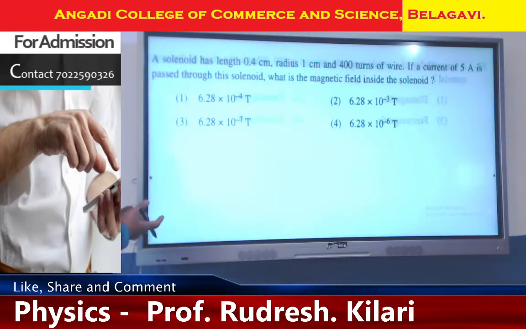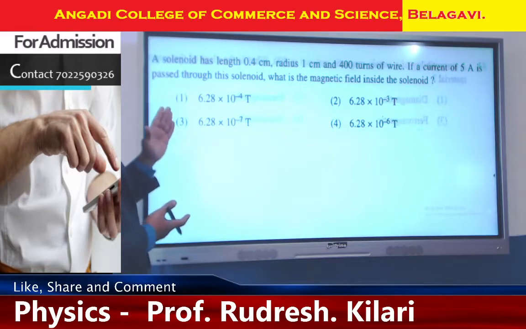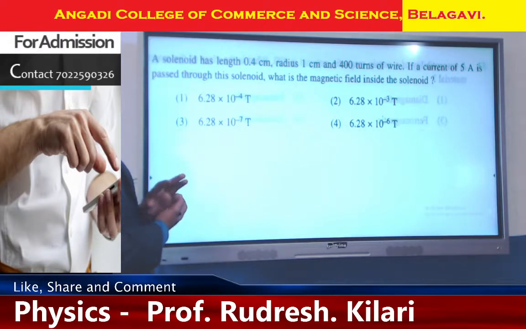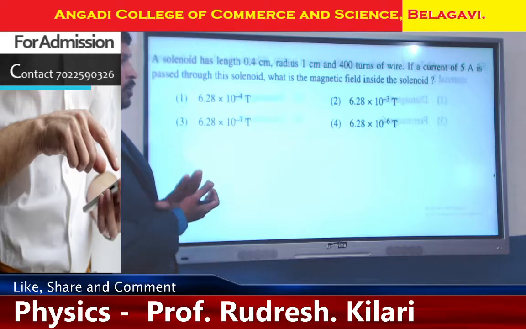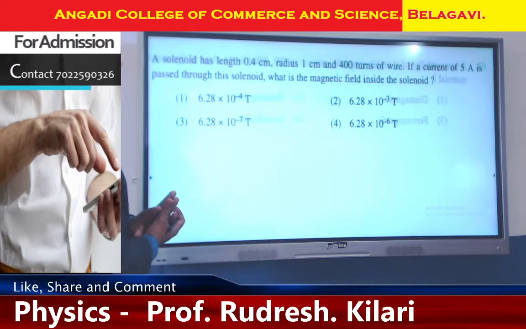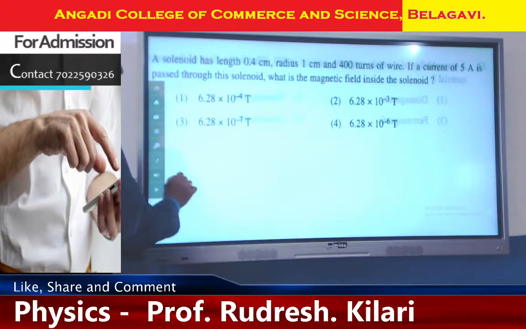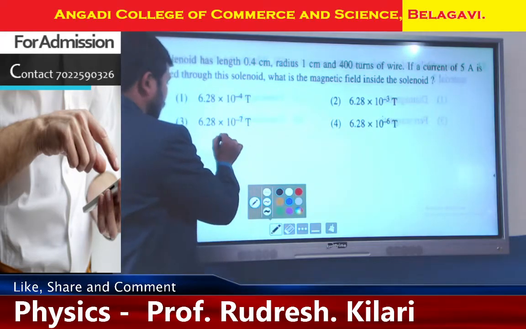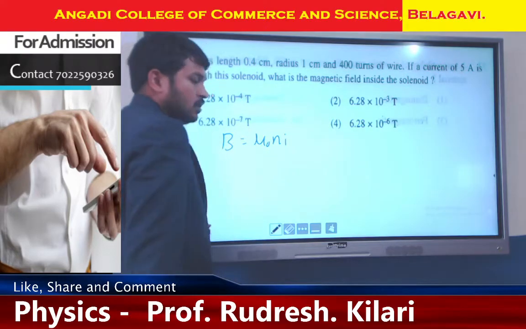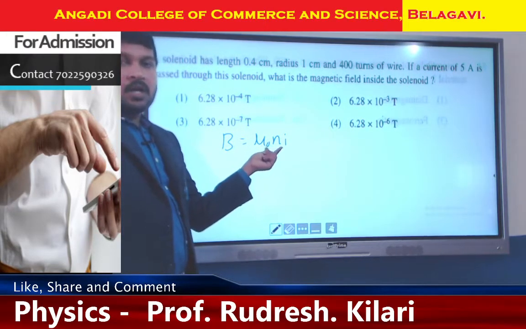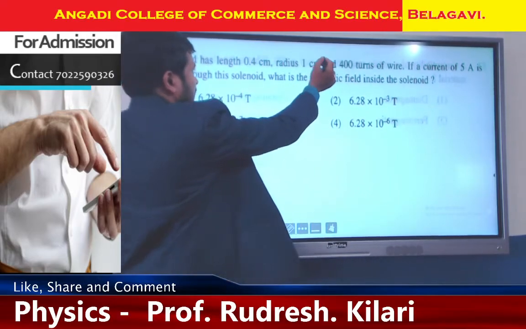Next one. A solenoid has a length of 0.4 centimeter, radius 1 centimeter, and number of turns 400 turns of a wire. A current of 5 ampere is passed through the solenoid. What is the magnetic field inside the solenoid? What is the formula we have? The magnetic field inside the solenoid, B equals mu naught n i. Okay, but what is n? n is the number of turns per unit length.